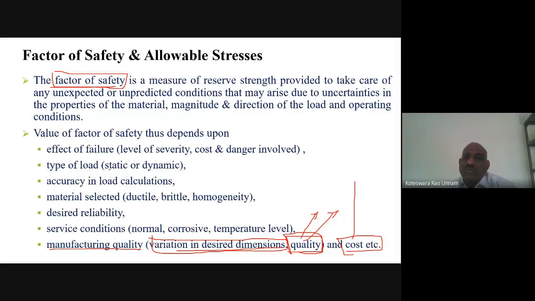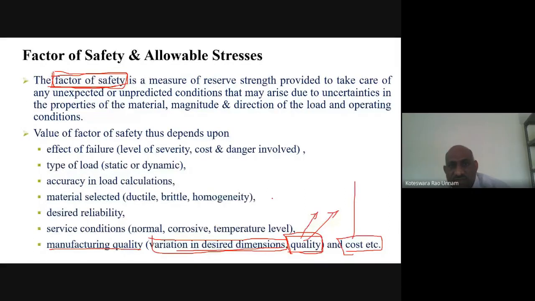So therefore, while taking that factor into consideration, one has to select the factor of safety appropriately. It should not be too high or too low. If it is too high, the cost goes on increasing. If it is too low, the component may fail. So one has to strike a balance between these two.